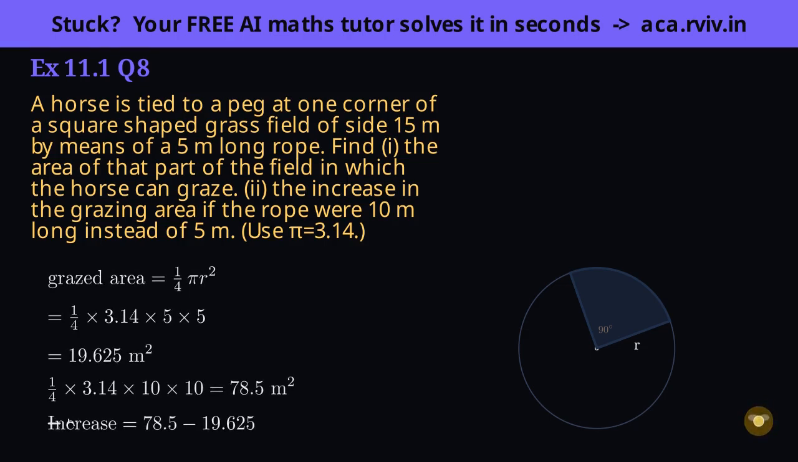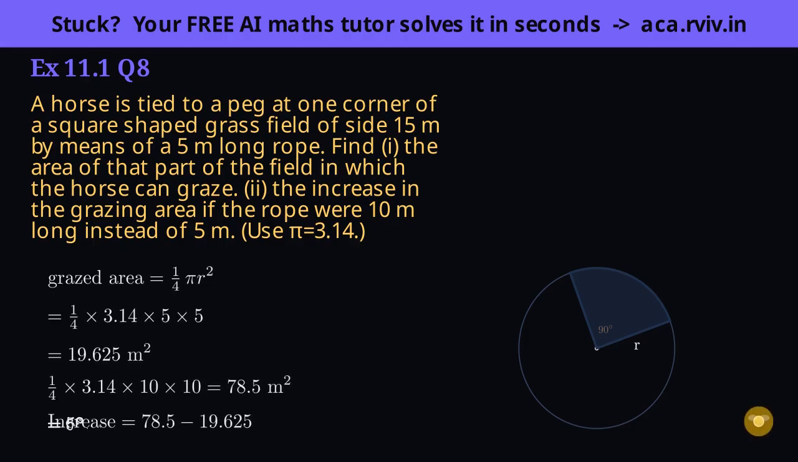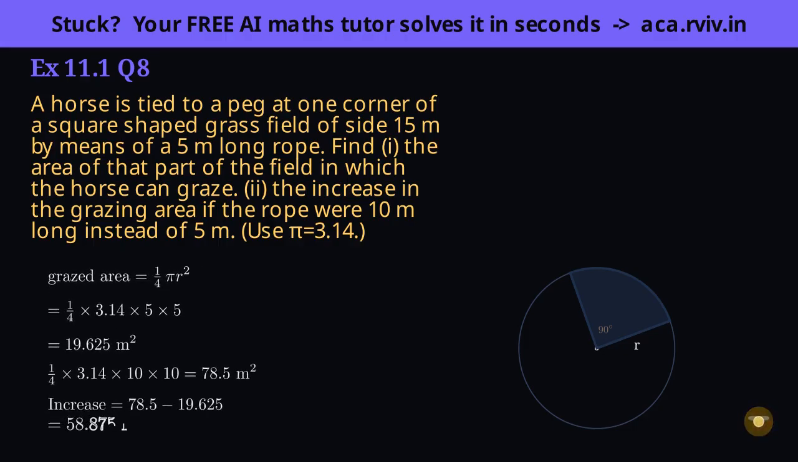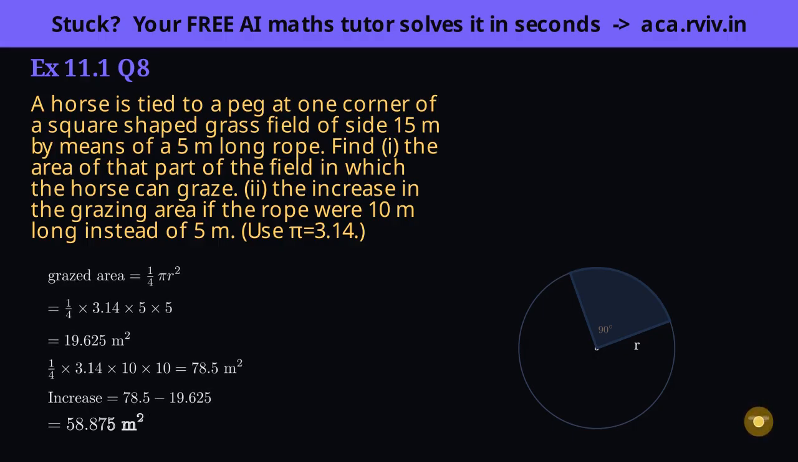That subtraction gives 58.875 square meters of extra grass. Notice doubling the rope more than quadrupled the reach, because area grows with the radius squared.